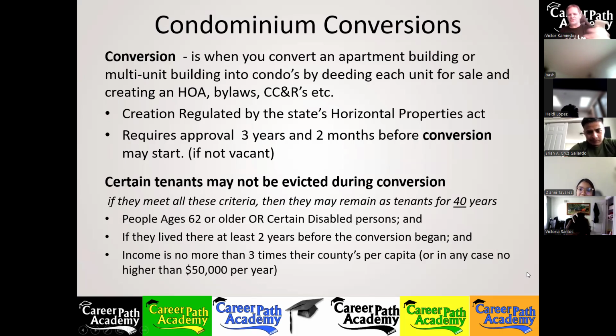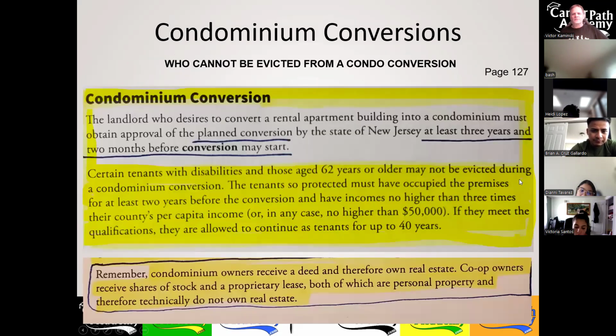And if anybody wanted to grab a screenshot of this, it's probably the cleanest explanation you'll get for condominium conversion and who cannot be evicted when there's a condominium conversion. I'll leave it up for a second. Okay. So now we'll highlight this in the book about condominium conversions and who cannot be evicted.